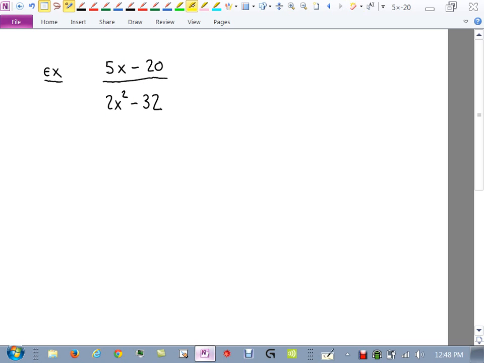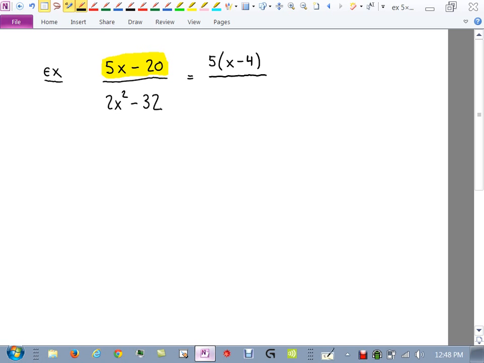So let's focus all of our attention up on top first. If I look at those two terms and I ask you to factor them, factoring turns addition and subtraction into multiplication. That's what factoring is all about. So can I turn the top into something times something? Well, first step of factoring is GCF. Do you have a GCF up top? 5, pull the 5 out. You're left with x minus 4. Agreed?